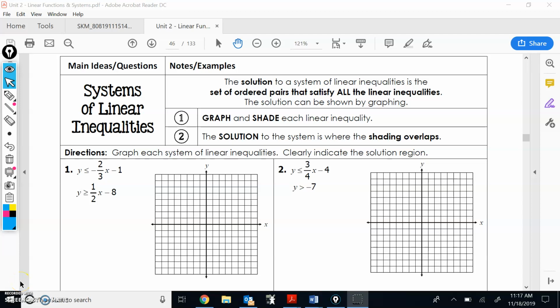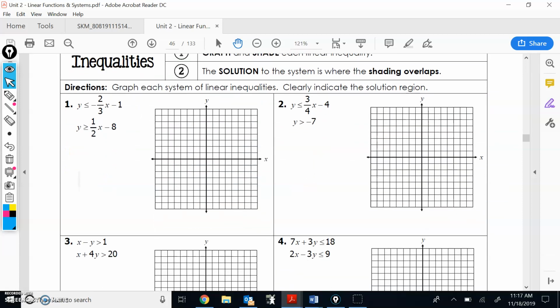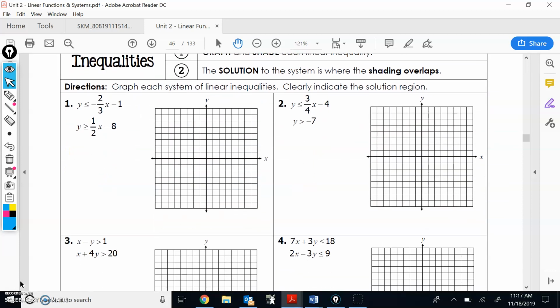Guys, today's video is on graphing systems of linear inequalities. We did graphing regular linear inequalities prior to this, with the shading and the dotted lines or the solid lines, but here we're going to do multiple lines with two different or even three different colors, and what we're going to do is find the shading overlap where the colors overlap. Let's start with number one and graph these two lines.